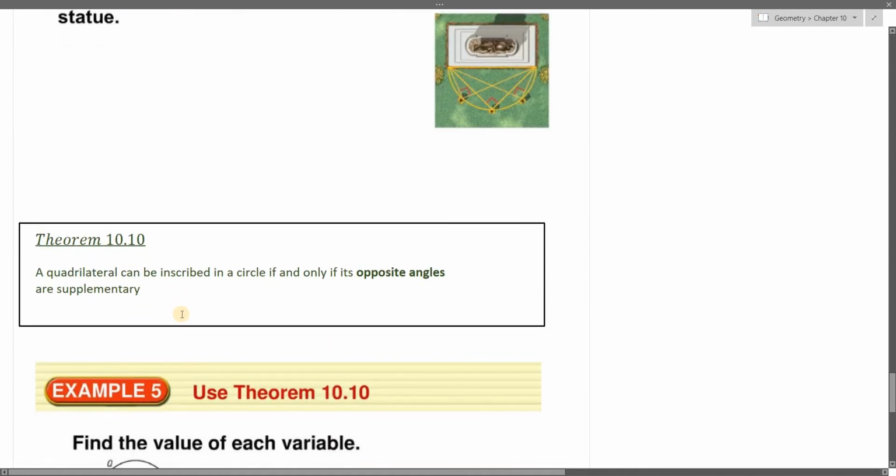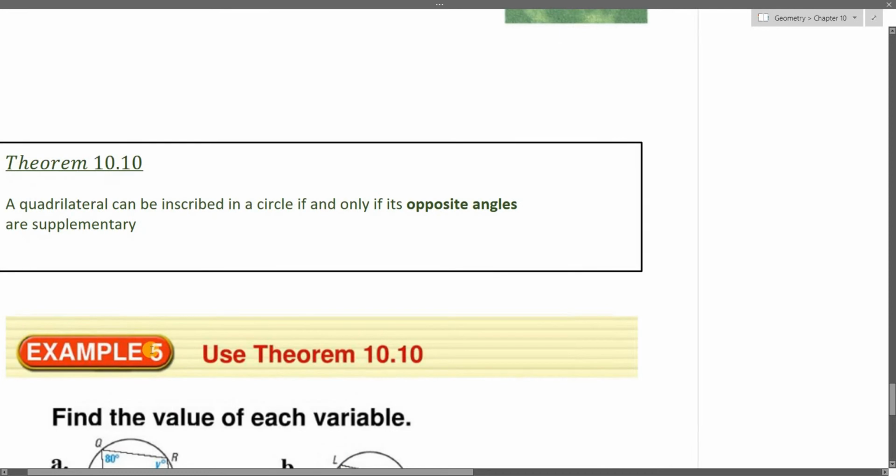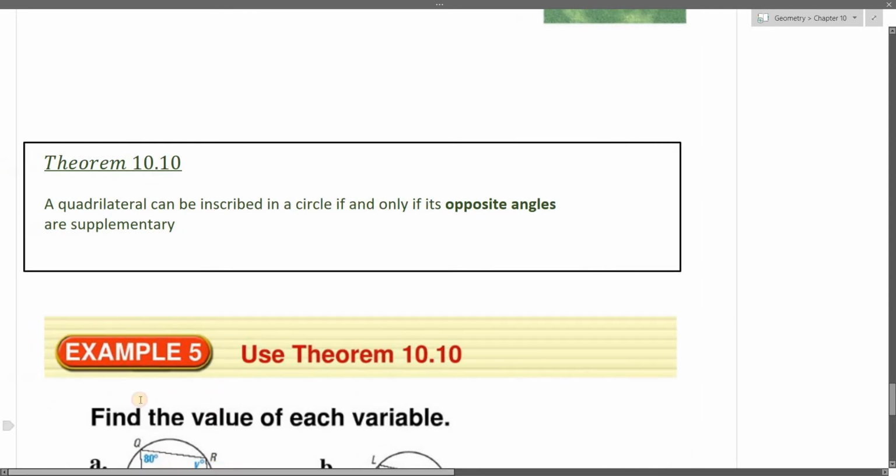All right, here's your new theorem. Theorem 10.10 says, a quadrilateral can be inscribed in a circle if and only if its opposite angles are supplementary. So, notice the words can be. That means that there are certain quadrilaterals that cannot be.